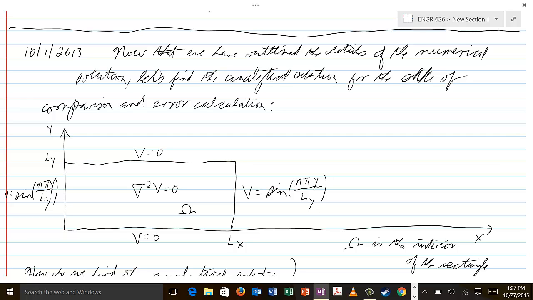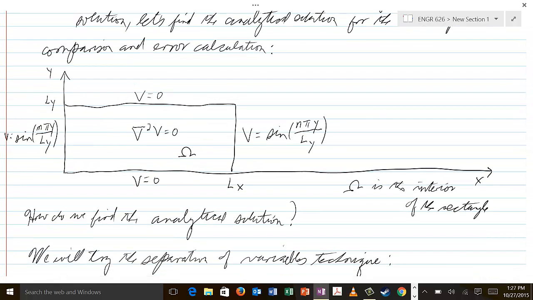Now let's go ahead and talk about the analytical solution for this problem. The analytical solution is obtained using something called the separation of variables technique, which is a technique that I think all of you have probably seen before.